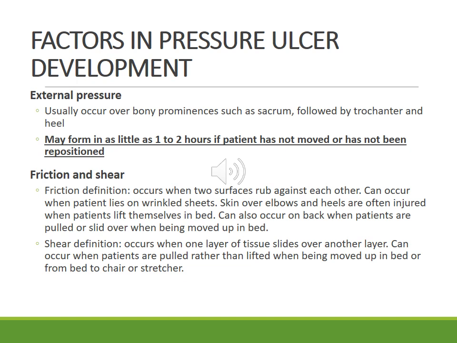It can also happen with friction and shear. So the definition for friction is it occurs when two surfaces rub against each other. So this can occur when a patient lies on a wrinkled sheet, for example. Skin over elbows and heels are often injured when the patient lifts themselves in bed. We can also see this occurring on the back when the patients are pulled or they're slid over when being moved in bed. So we want to be aware of how friction and shear impacts that.